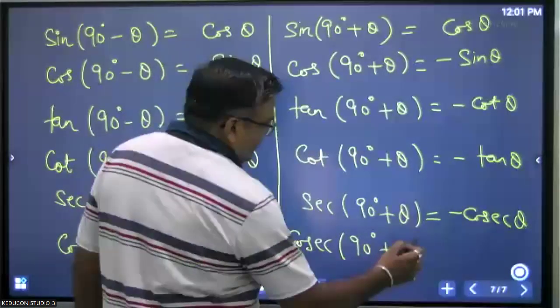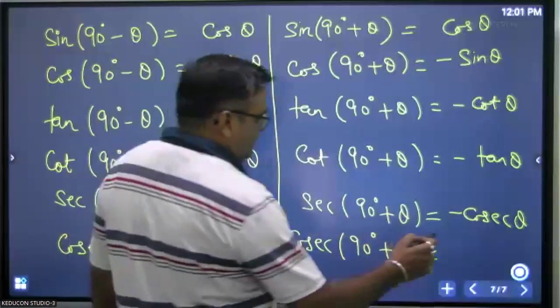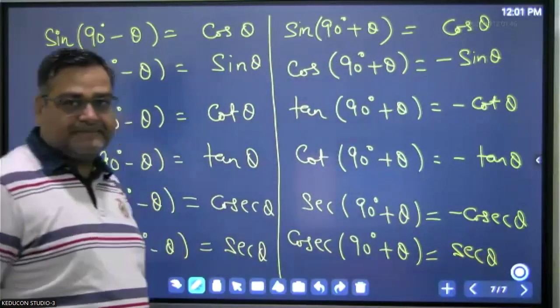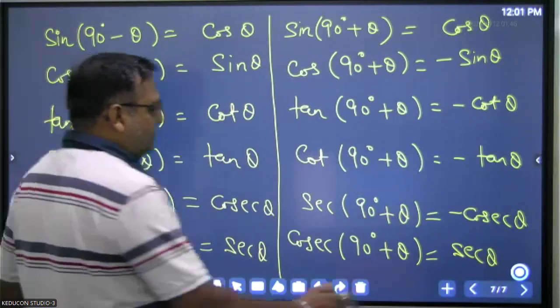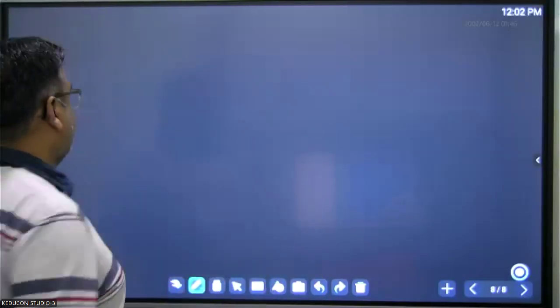Cosecant in the second quadrant is positive, so therefore it will be positive secant theta. Right? Now we come to the theta angle. Now second quadrant के जो angle है students, one way is to find out 90 plus theta. Another way can be 180 minus theta.